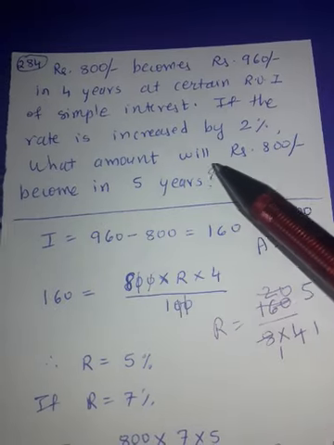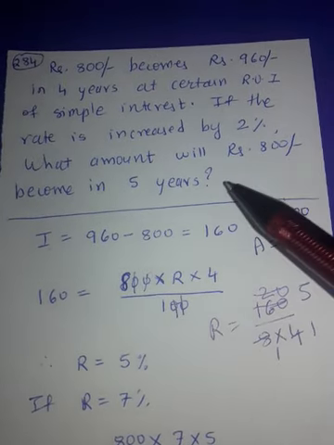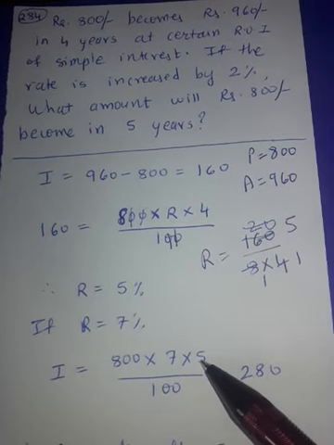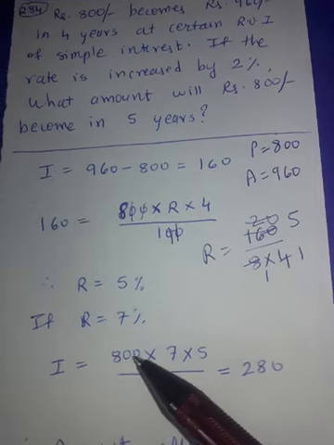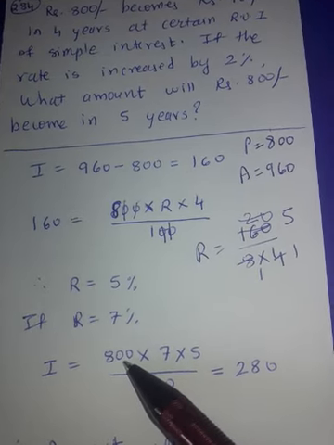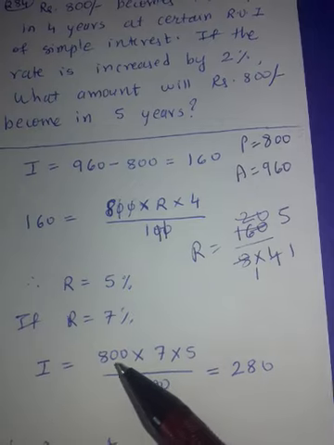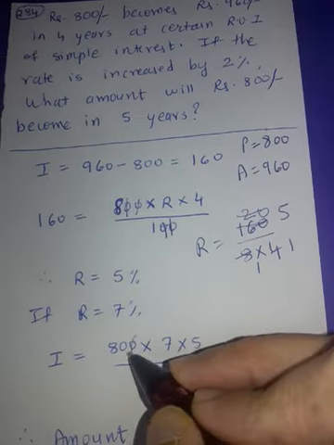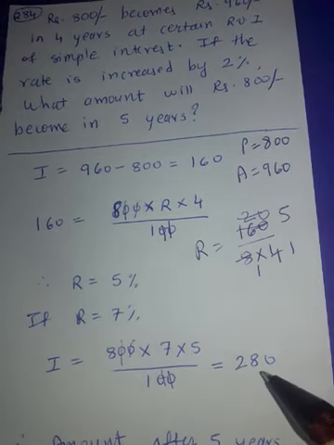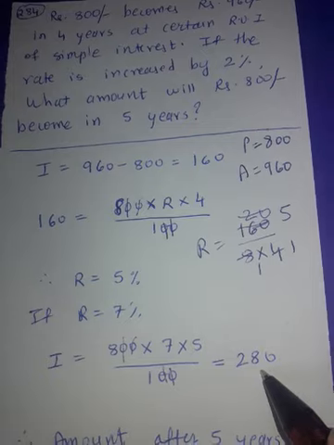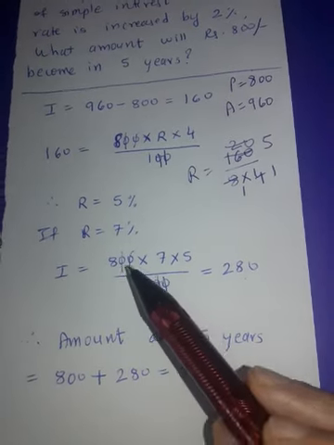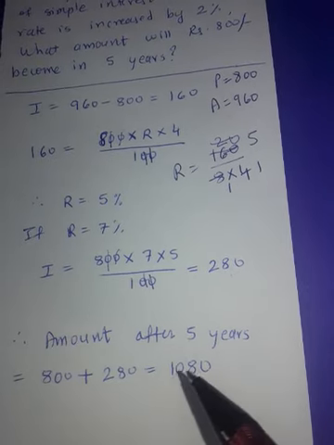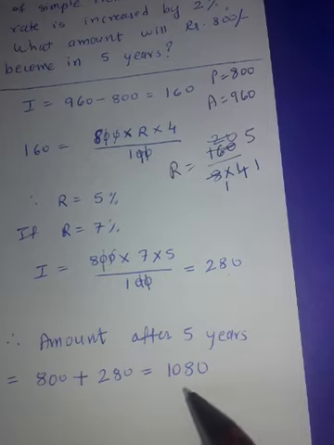But they are saying the rate is increased by 2%, so R is 7%. Then what amount will rupees 800 become in 5 years? So now time is 5 years, rate is 7, P is 800 only, because they are asking what amount will 800 become. So we'll substitute everything. 35 into 8 is 280. So interest is 280. When I add this 280 to 800, I get 1080. That means 800 will now be 1080.